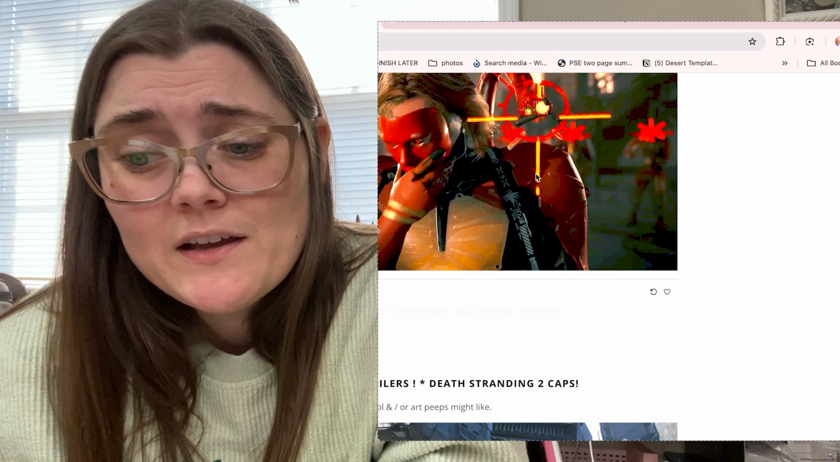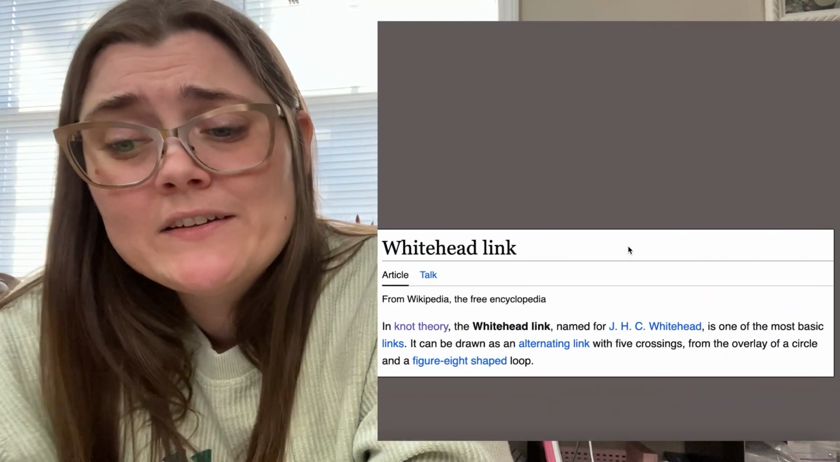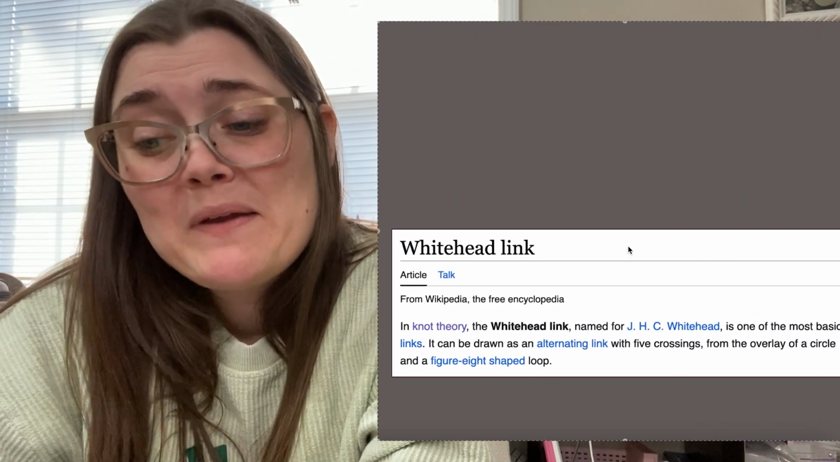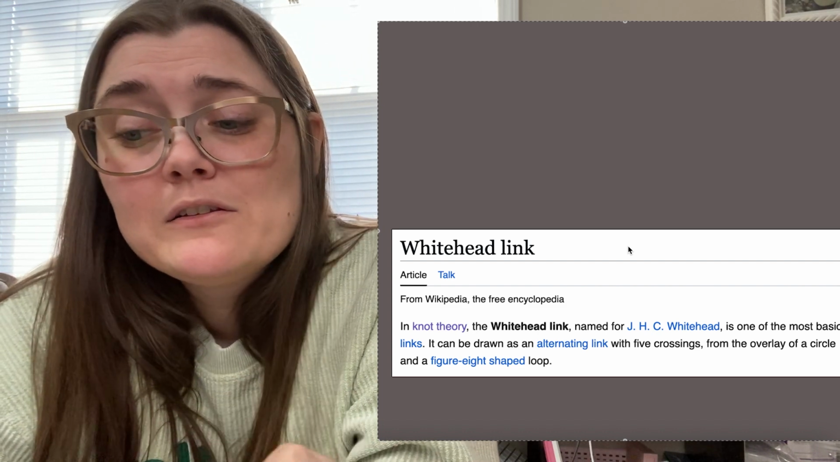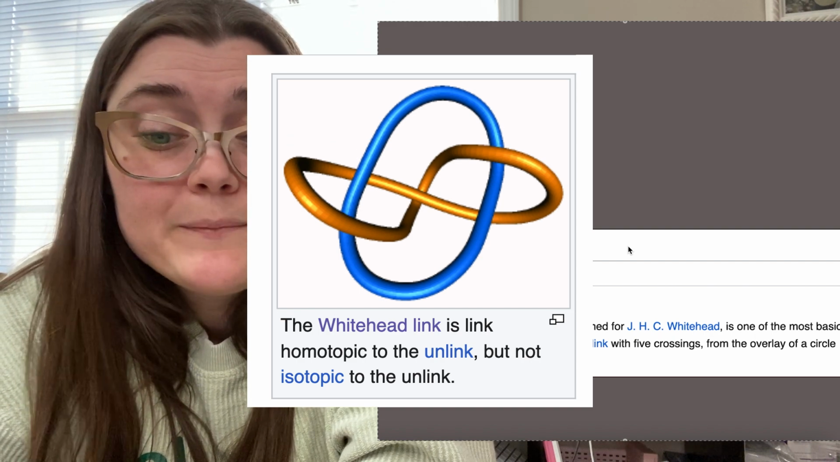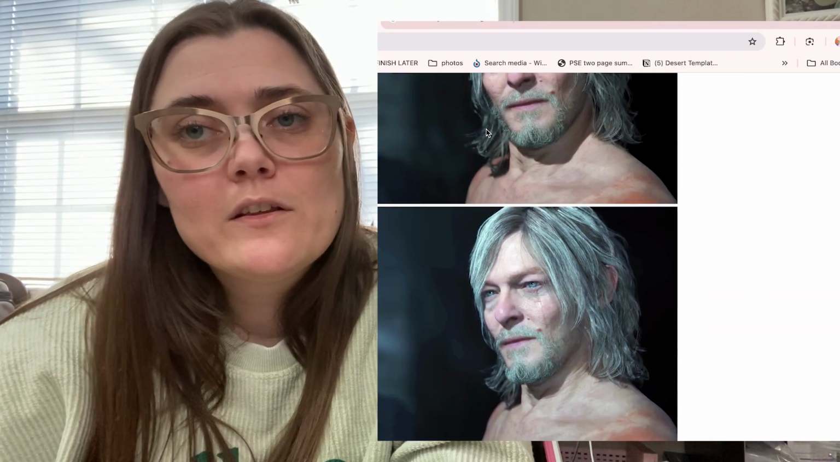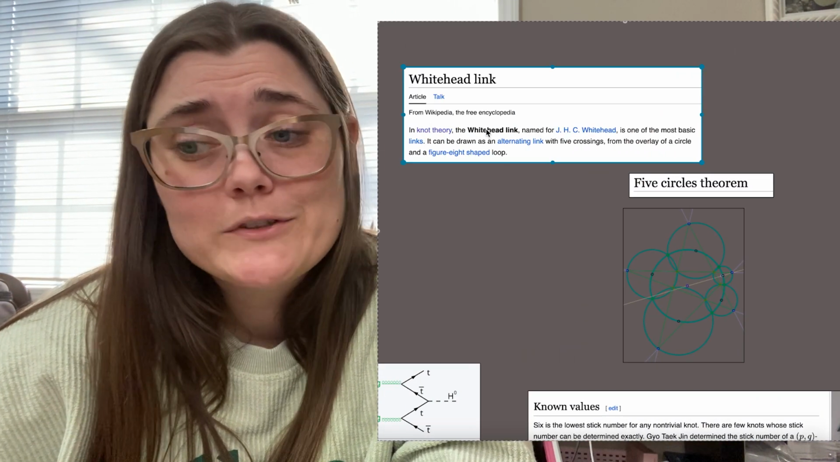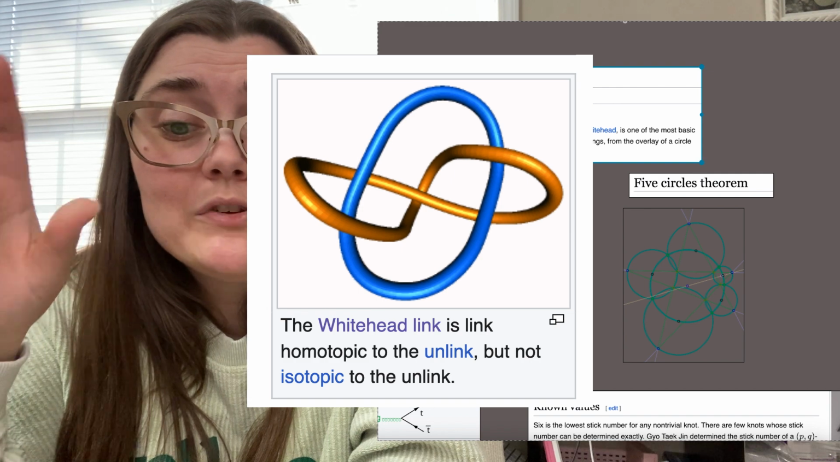What's funny though is there's a Whitehead link, and I don't know if you guys noticed, but Sam the man, let's go look at that hair. Whitehead. So a Whitehead link in knot theory is one of the most basic links, and it can be drawn as an alternating link with 5 crossings, and it basically looks like a circle with a figure 8 loop. I don't know if I'm going to get this right, but it made sense in my head. So basically you have the Whitehead link, which I think is hilarious because I think it looks like Sam and he has white hair, which I find very strange. And it creates a circle with an infinity sign in it, which is interesting to me.